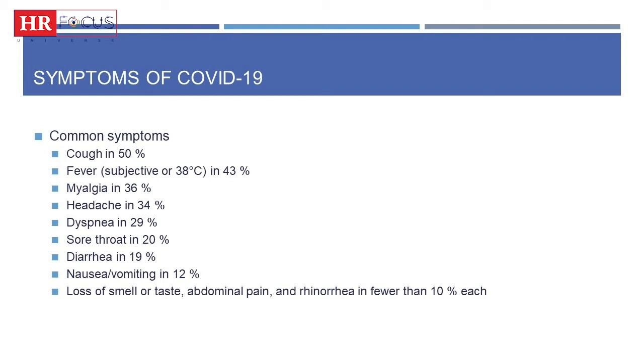So even though we know transmissibility is from droplets of individuals who are infected, coughing or sneezing, even fecal matter has been shown to be able to transmit the virus in very small populations. Nausea and vomiting is also noticed. As I said earlier on, loss of sense of smell or taste, some abdominal pain, and then runny nose.